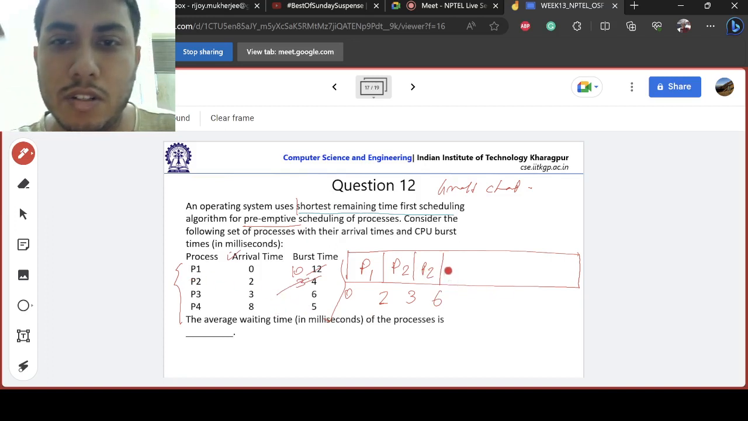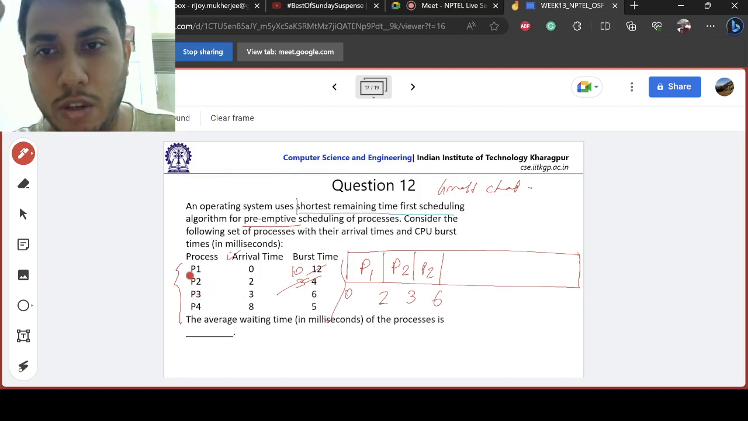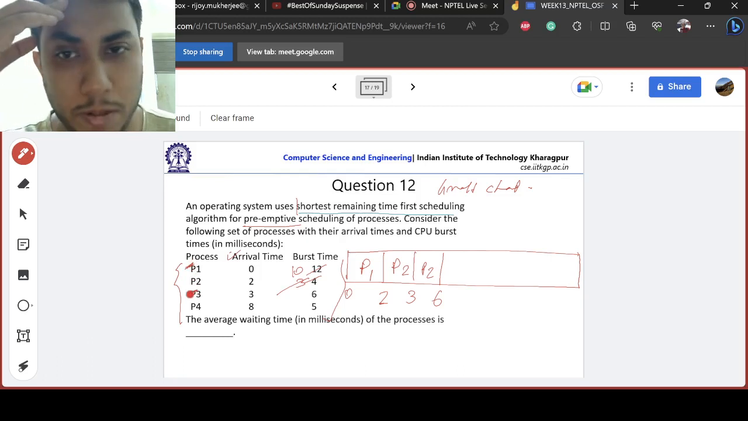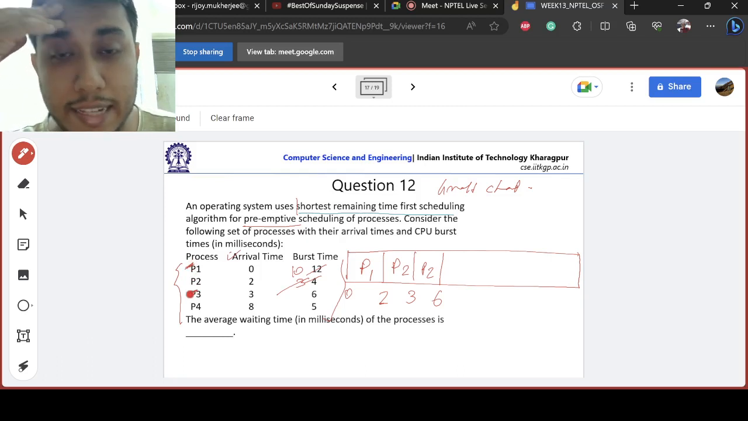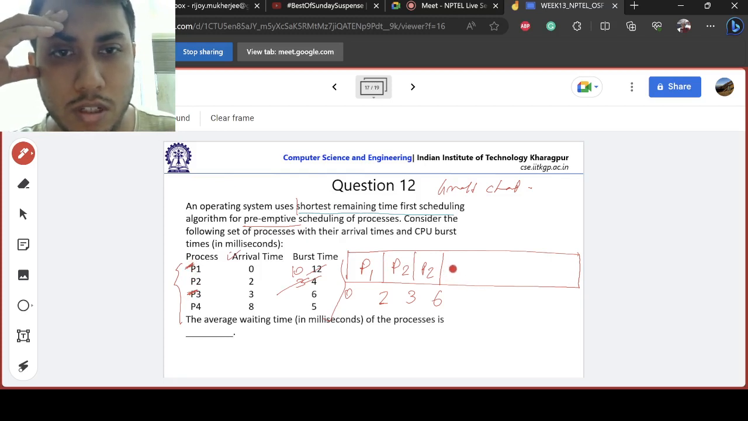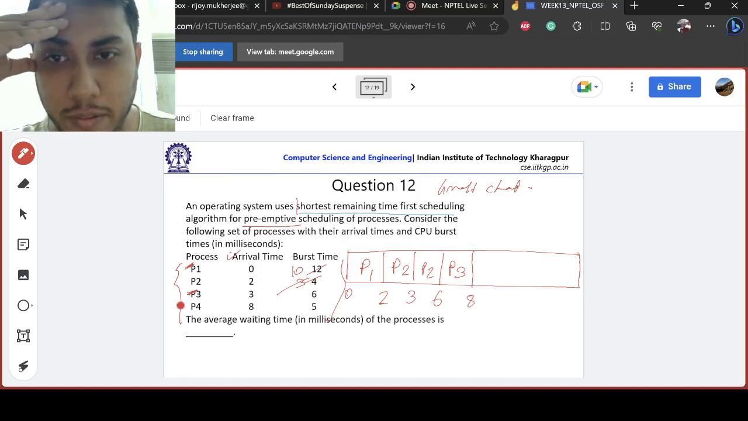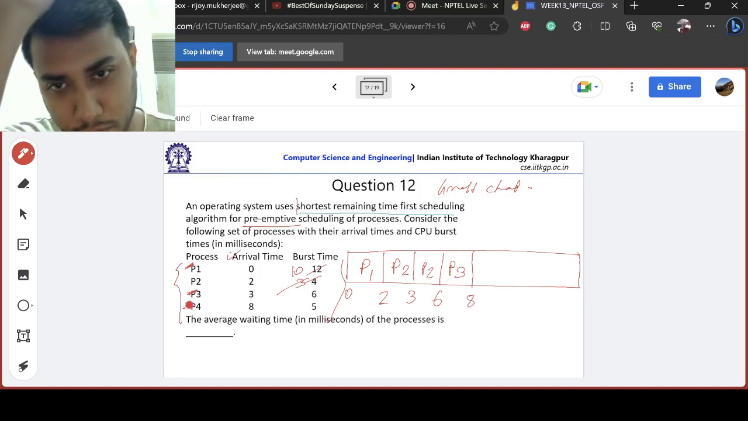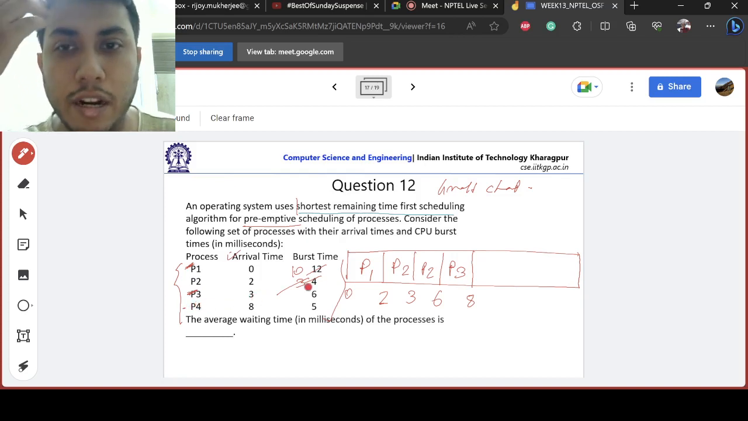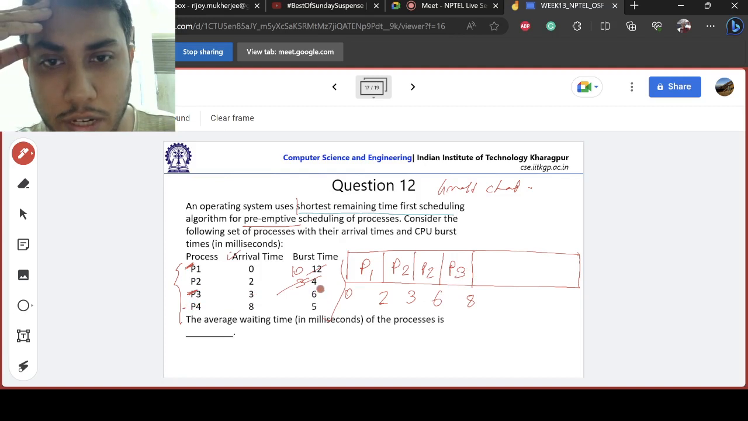So after 6 seconds, which one will be scheduled? You have P1 and P3 in memory. P3 has less time remaining, 6. So P3 will be scheduled. And at 8 seconds, P4 arrives. Right? At 8 seconds, P4 arrives. So P3 goes for 2 seconds.